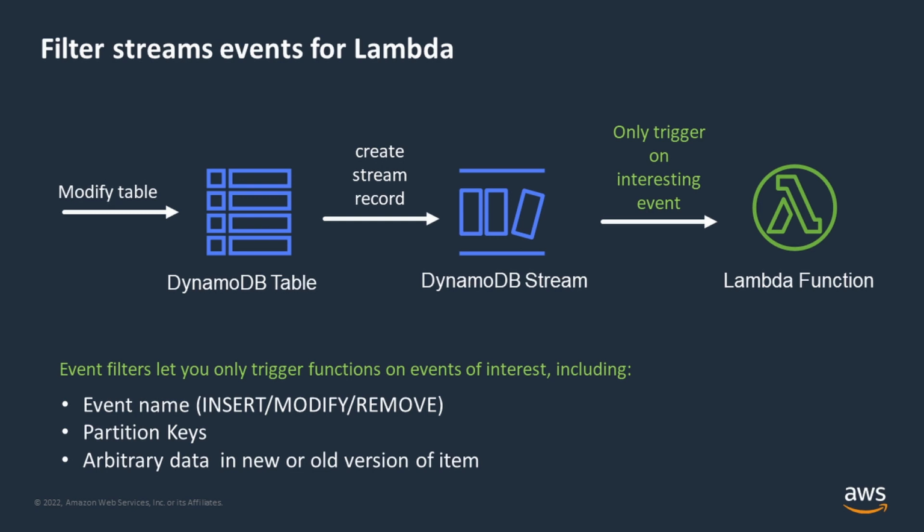But whatever it is, if you only want to trigger Lambda functions on certain events, you can use this feature of Lambda called event filtering, which allows you to define filter criteria so that your Lambda functions only trigger and run on certain events, but not all of the events. And this can help you lower your bill by just invoking fewer Lambda functions over time.